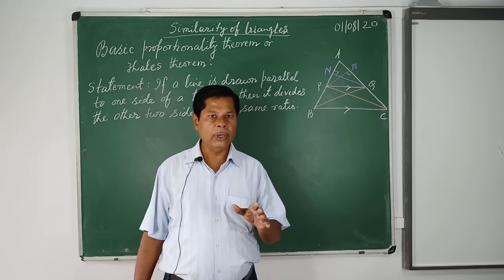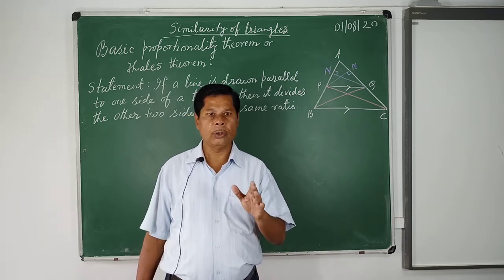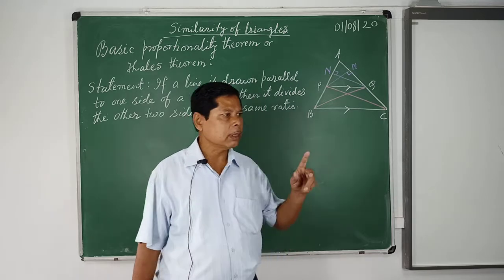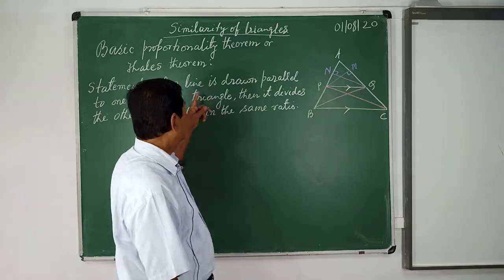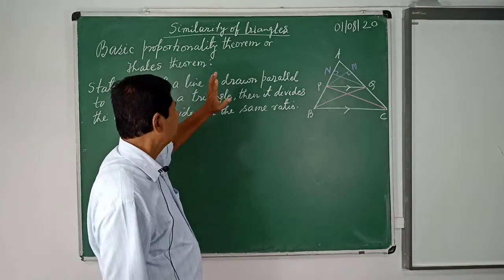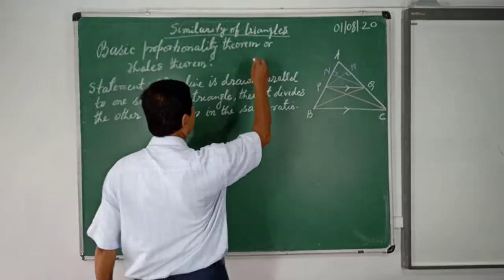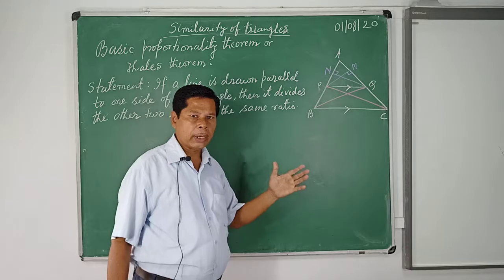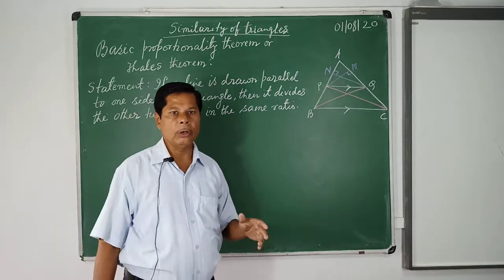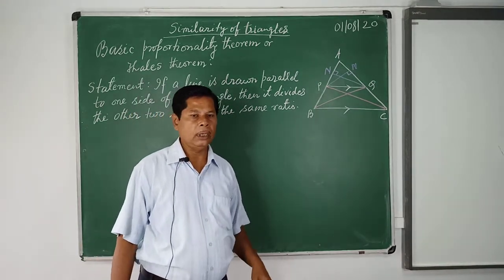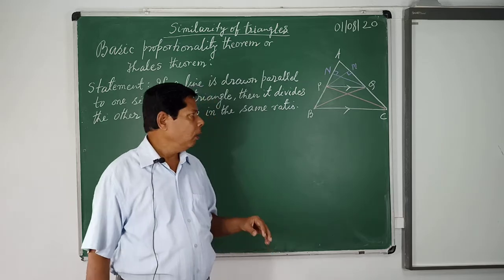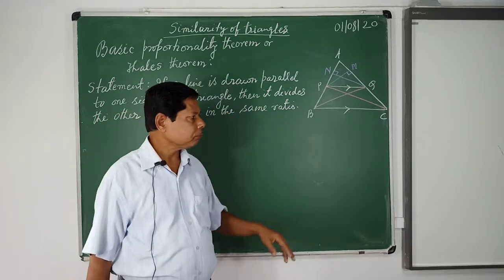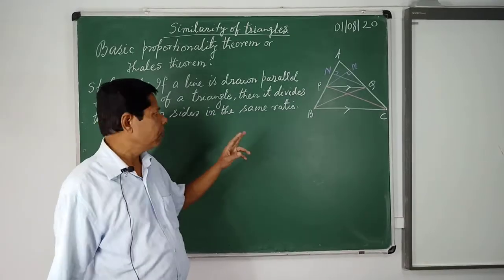today we shall discuss the first theorem of the first chapter, which is the similarity of triangles, and the first theorem is basic proportionality theorem or Thales theorem. So while we are writing any theorem or proving any theorem, certain steps are necessary which are to be mentioned. The first is, number 1 is the statement of the theorem. The statement of the theorem is what?